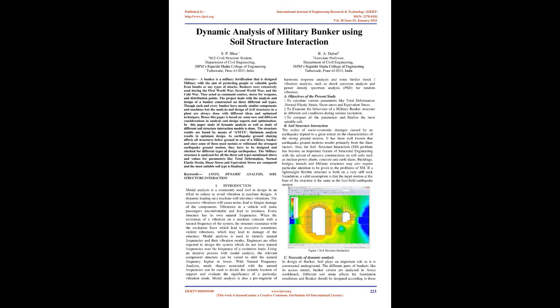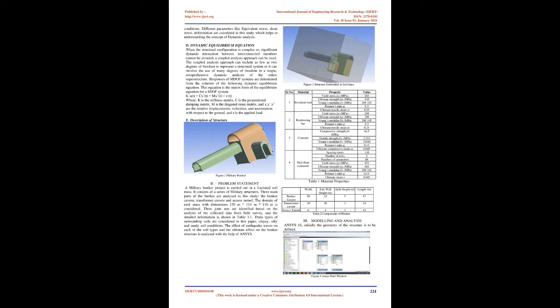As earthquake ground shaking affects all structures below ground, in case of a military bunker, since some of them must sustain or withstand the strongest earthquake ground motion, they have to be designed and checked for different types of design earthquakes. The military structure is analyzed for all the 3 soil types mentioned above, and values for parameters like total deformation, normal elastic strain, shear stress, and equivalent stress are compared, and the most suitable soil type is finalized. Keywords: ANSYS, dynamic analysis, soil structure interaction.